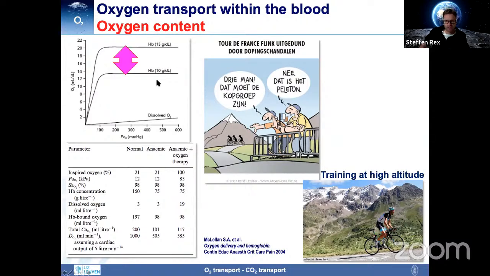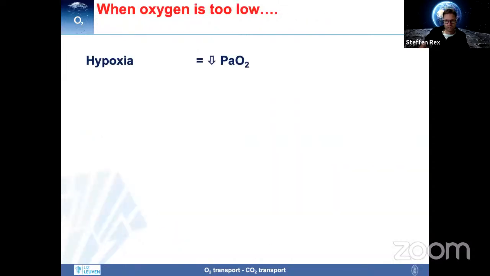If you want, you achieve a huge amount more oxygen content. These are some important terms we all have to be familiar with. So hypoxia is a situation if the partial pressure of arterial oxygen is too low.